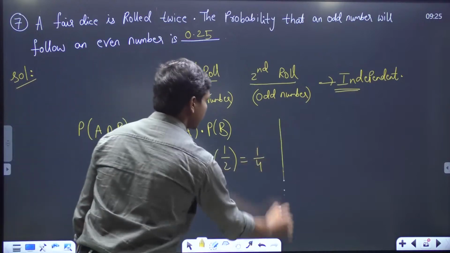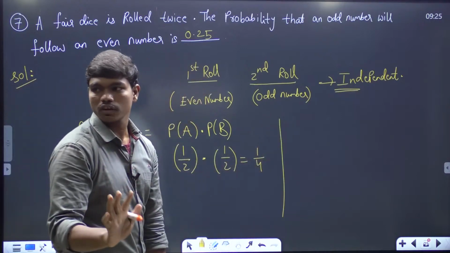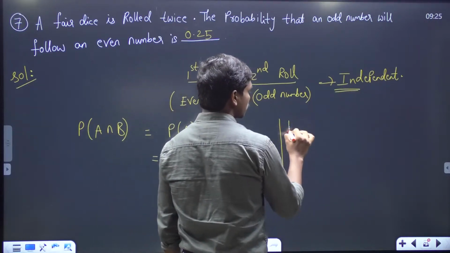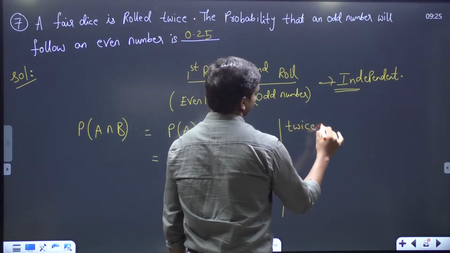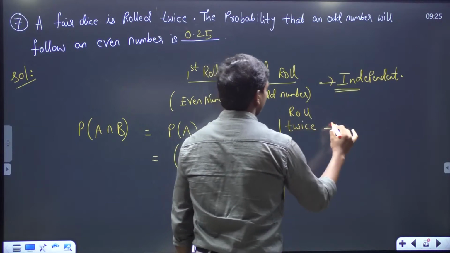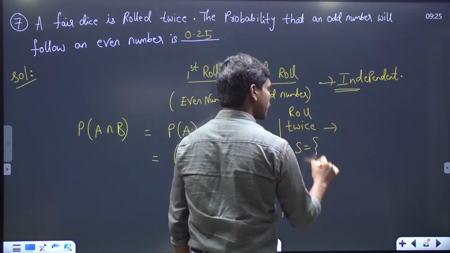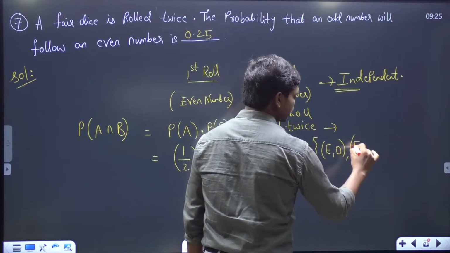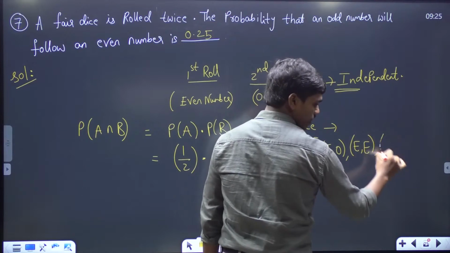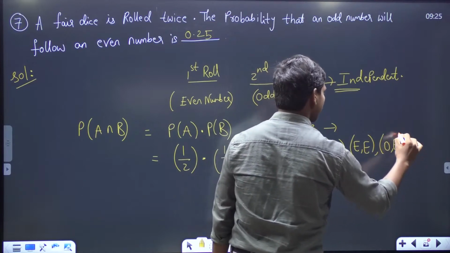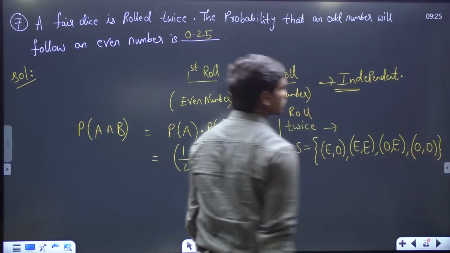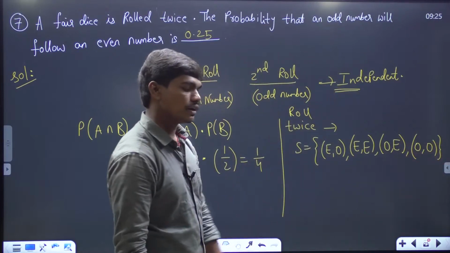This is as per the independent definition, or if you want to apply the basic definition of probability and answer this, you can still answer. When you roll twice, the total number of sample space elements are: in the first roll it is even, second roll it is odd. First roll even, second roll also can be even. First roll it can be odd, second roll it can be even. First roll odd, second roll also odd. So these are total 4 possibilities.